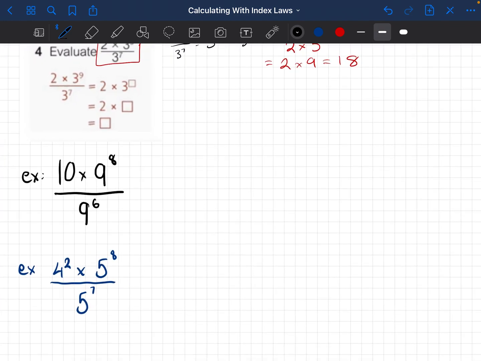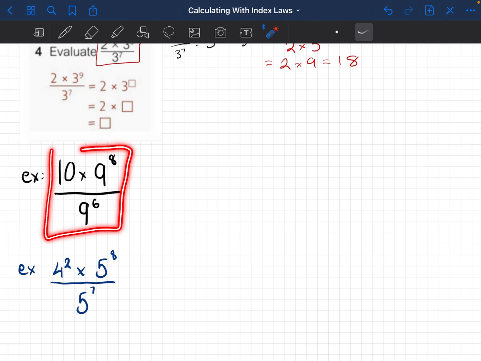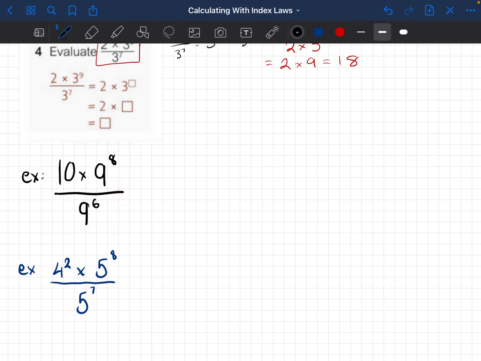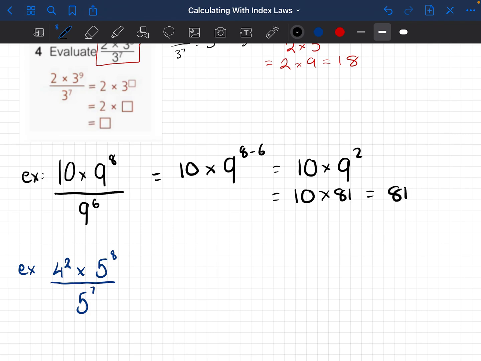So next one here. 10 multiplied by 9 to the power 8 over 9 to the power 6. Well, that's just going to be 10 times 9 to the 8 take away 6, and that's going to equal 10 times 9 squared, which is 10 times 81. That's 810. There you are. No calculator needed. Quite simple.